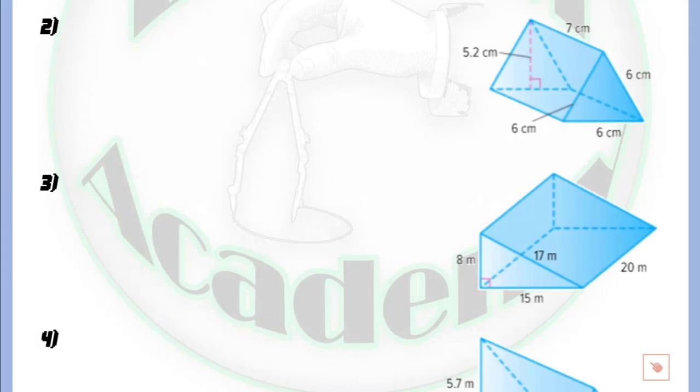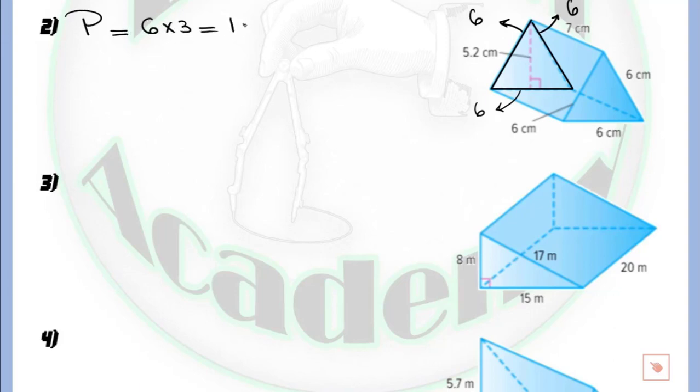In question number 2, we need to find the surface area. So number 1, we need to identify the base. The base is a triangle, so that's the 3 sides of the triangle, and we need to identify the length. The length of the first side here equals 6, so the opposite one also will be equal to 6. The side here equals 6, so also the opposite will be equal to 6. The third one here equals 6, so the opposite also will be equal to 6. Now we need to find the perimeter. Because all of the sides are equal, it will be 6 multiplied by 3, and the answer will be equal to 18.